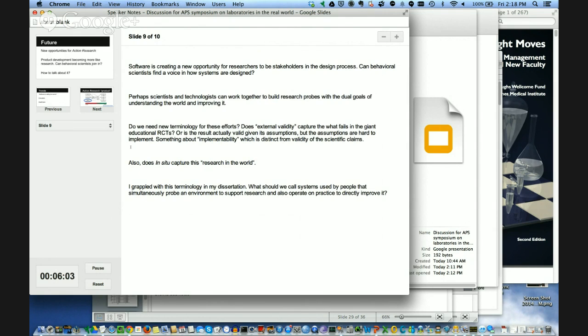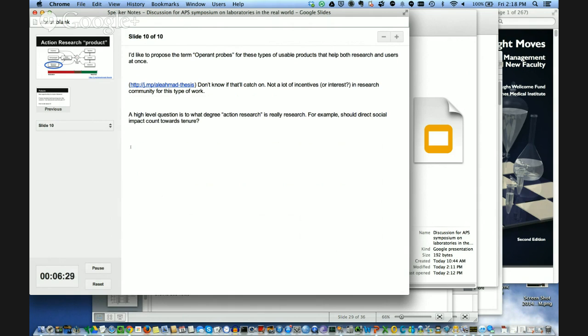So software is creating new opportunities for researchers to be stakeholders in the design process, and should behavioral scientists find a voice in how systems are designed? So I'll go, okay, really quickly. I'd like to advocate that scientists and technologists can work together to build research probes with the dual goals of understanding the world and improving it.